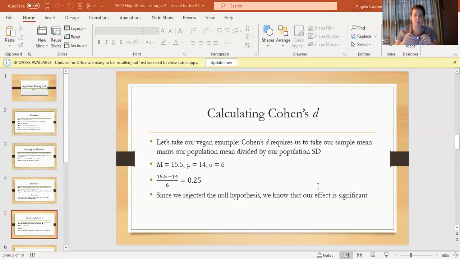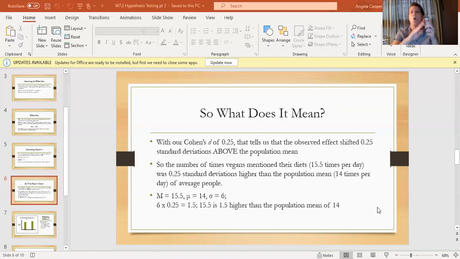Okay. So since we rejected the null hypothesis, again, we've already done this equation. I'm just tacking on the effect size. But since we did reject the null hypothesis that vegans and the general public mention their diet at the same rate, we know that our effect size of 0.25 is also significant. So what does this even mean? Why are we doing this? I mentioned how there's standard deviations apart. How does that work?